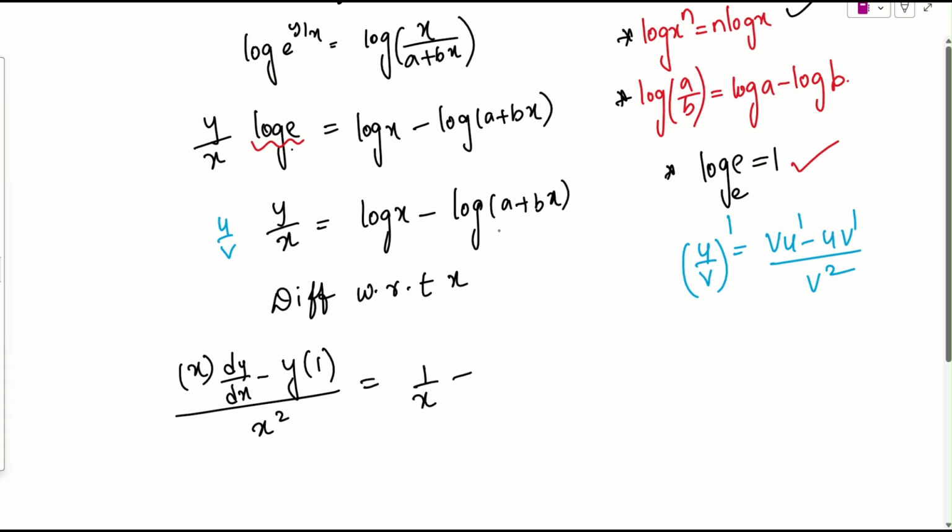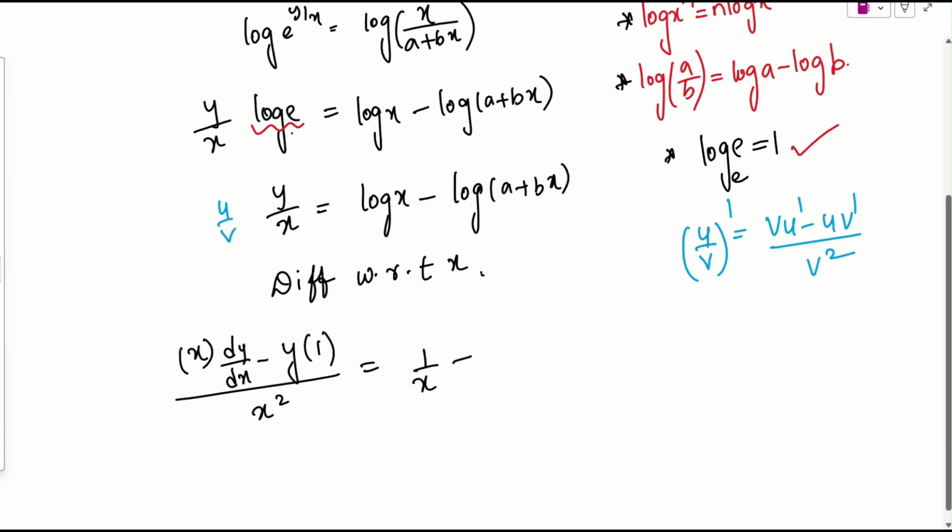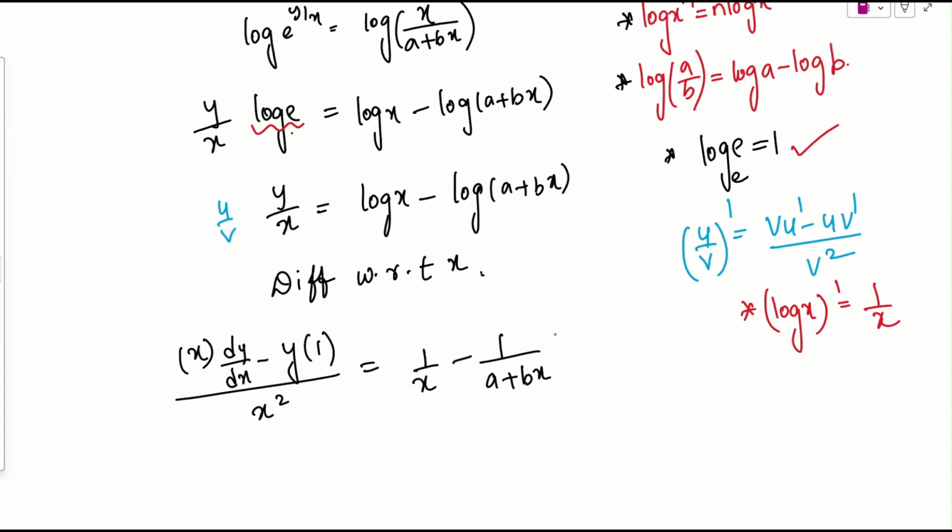That is 1 by x, minus, here also this is in the form of log x. If you remember, we know that log x dash, meaning derivative, will be 1 by x. The same thing I'll be trying to apply in here: 1 by a plus bx, and whatever you have taken, its derivative, I need to apply again, a plus bx derivative. This comes under the chain rule. Are you getting my point? Yes. So now let us continue.